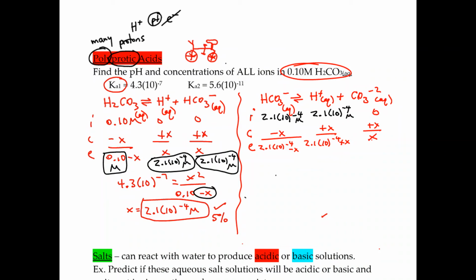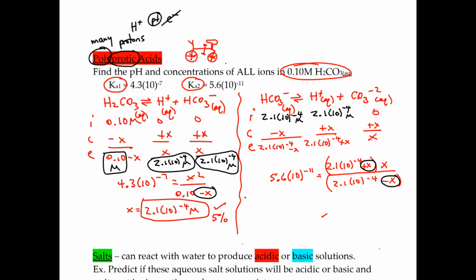Now we're going to set that equal to our Ka2. So our Ka2 is given over here. So I'm going to write 5.6 times 10 to the minus 11th equals the products, 2.1 times 10 to the minus 4th plus x times x, divided by 2.1 times 10 to the minus 4th minus x. Again, we have such a very, very small K that we can ignore the x's that are added and subtracted.